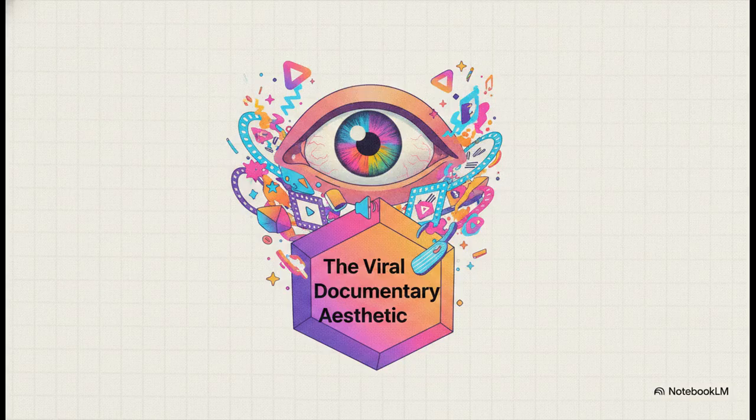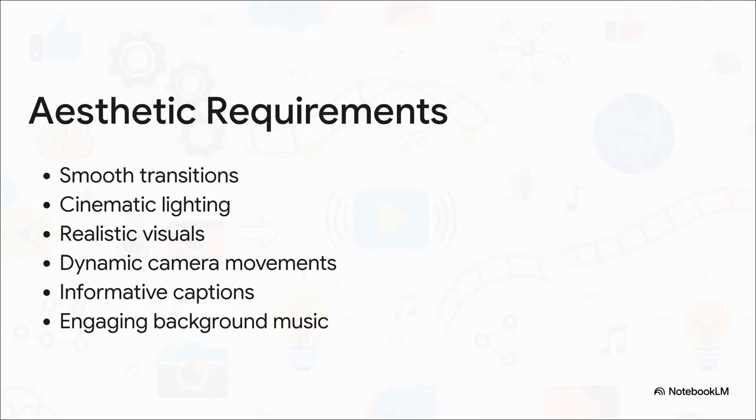Phase 3, the viral documentary aesthetic. This is where we analyze the highly specific sensory experience required to make this video go viral. The text demands an incredible list of requirements. Listen to this. 1. Smooth transitions. 2. Cinematic lighting. 3. Realistic visuals. 4. Dynamic camera movements. 5. Informative captions. 6. Engaging background music. The document literally checks off every single element that together engineers that modern documentary style.